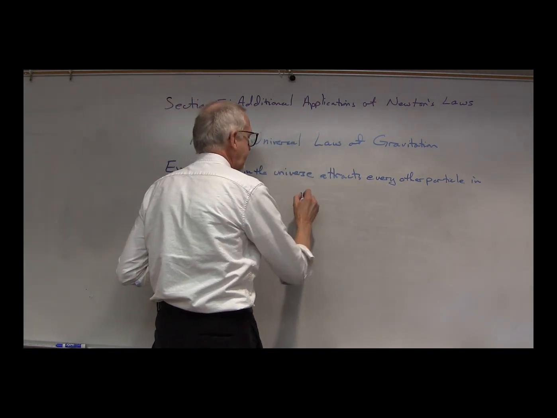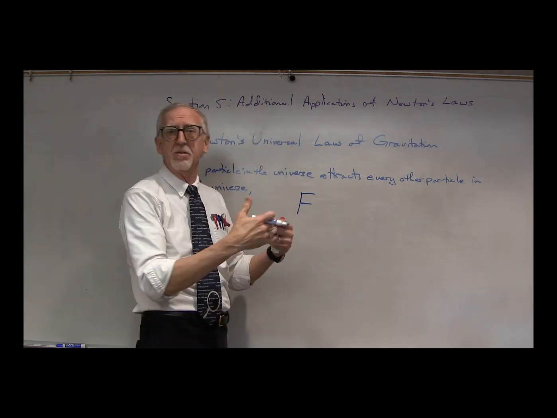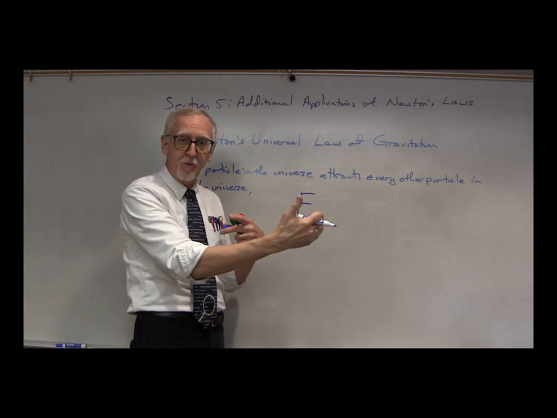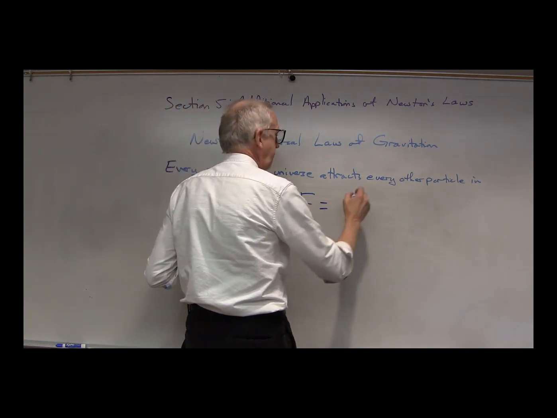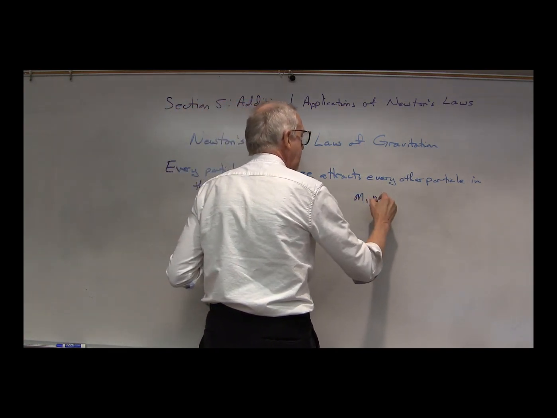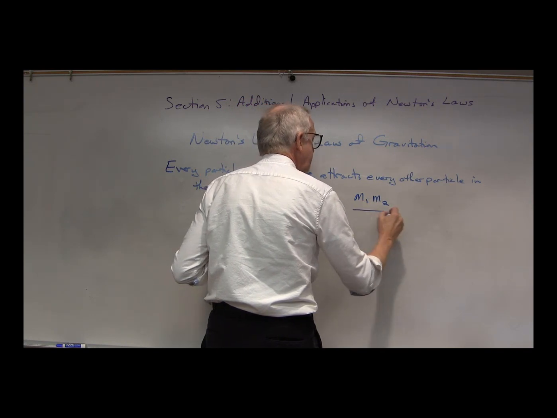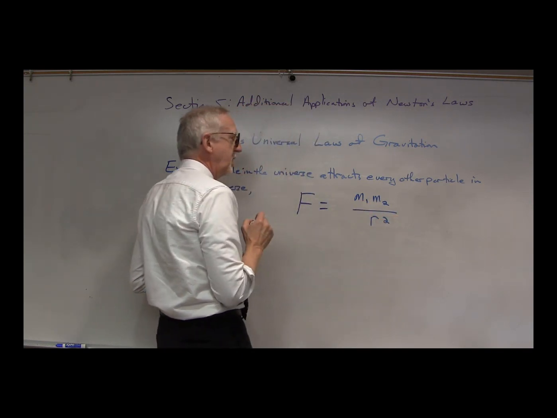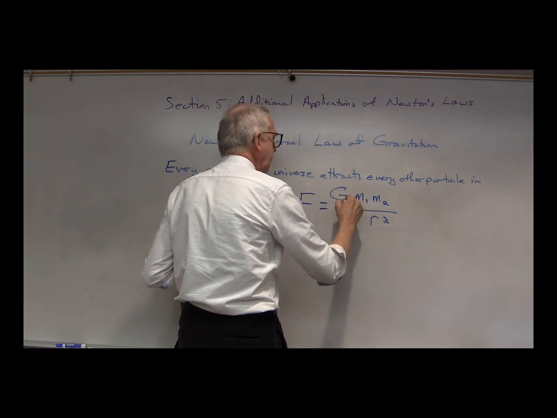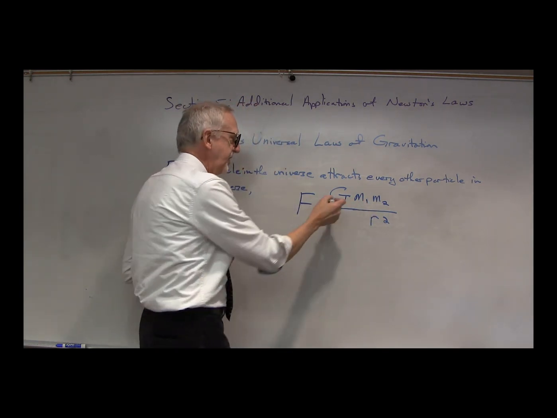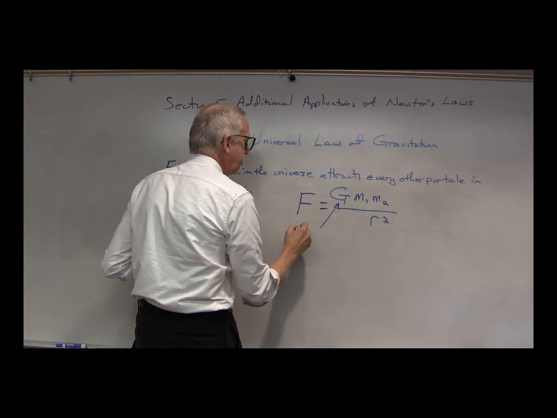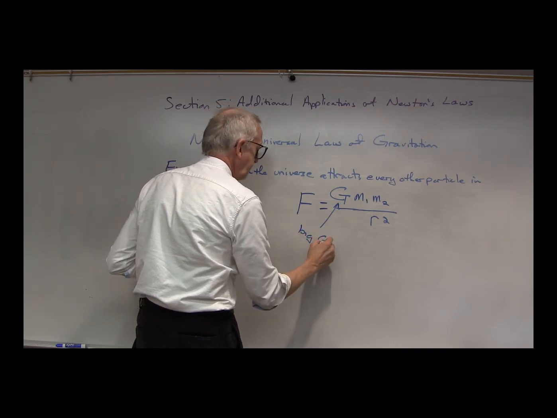The force of attraction, and I'll just write it as F because it's the same magnitude of force on each one, although the direction is opposite, is equal to mass 1 times mass 2 divided by the distance squared, and then the constant of proportionality we call capital G, or big G. This is literally referred to as big G.